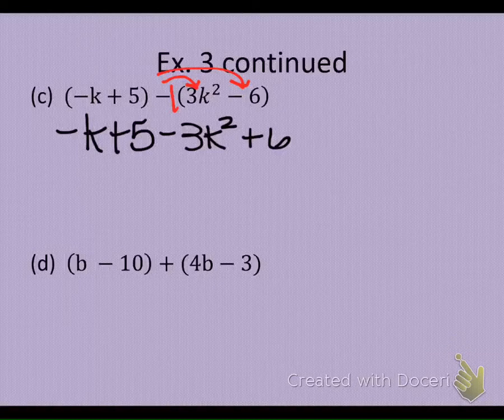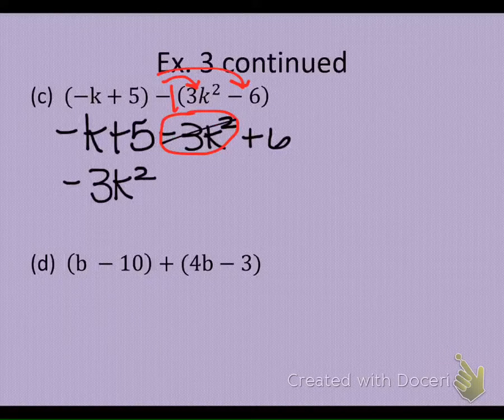Now, what term has the largest exponent in this problem? Negative 3k squared. Do we have any like terms for that? No. So we bring it down into our answer. What's the next largest exponent, Emma? Negative k. Do we have a like term for that one? Nope. So we bring it down into our answer.